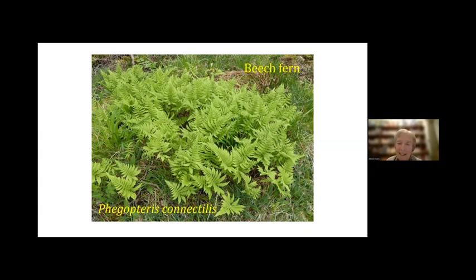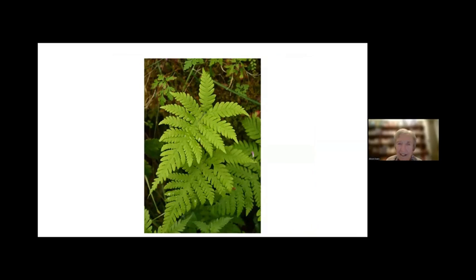The beech fern has rather fewer pinnae than most other ferns do. And if you look at it this way up, I always think that these look rather like rabbit's ears. Both these, the oak fern and the beech fern, both are on running rhizomes, so they make quite extensive clumps.